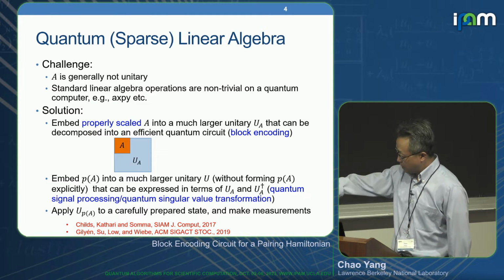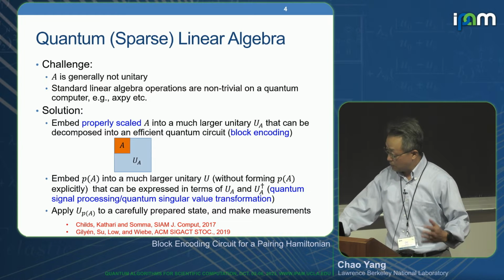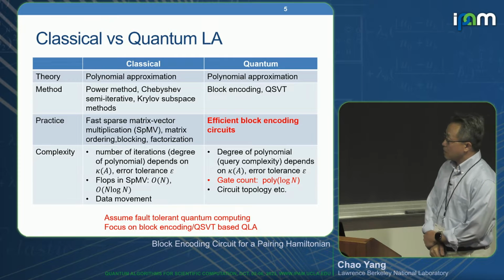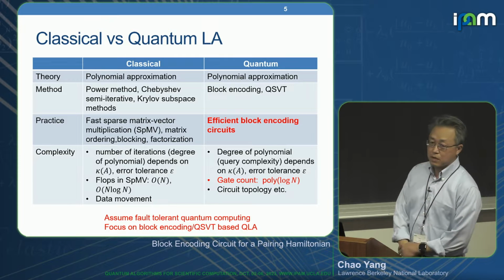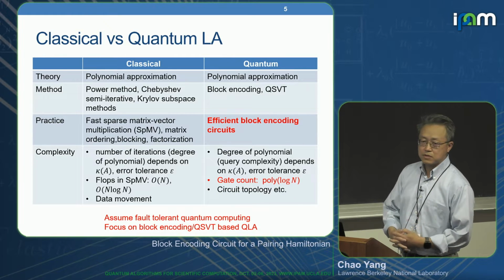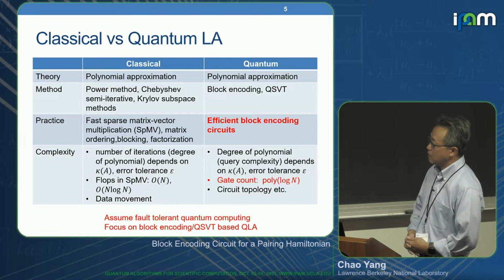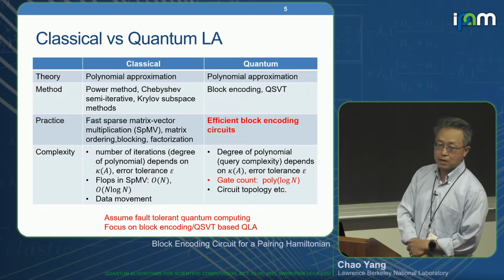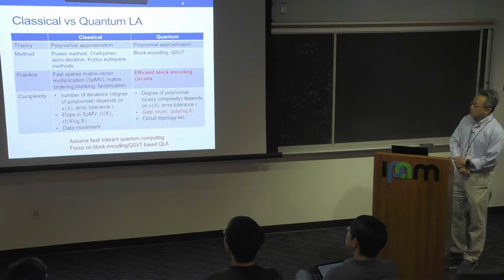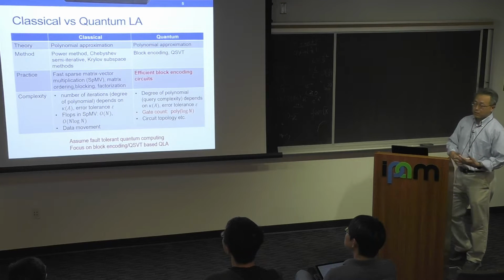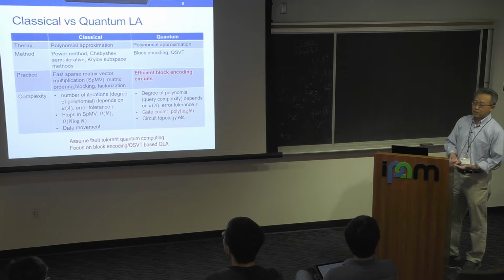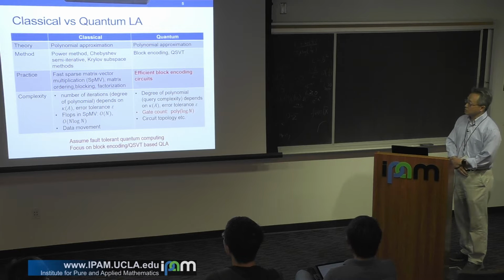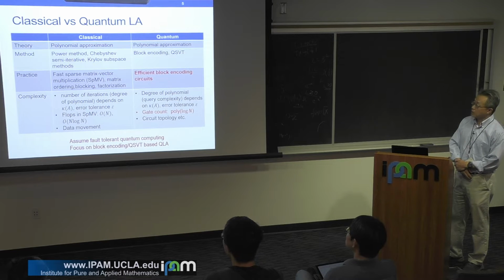Okay, so a lot of that, people talked about this already. There are some good references that you can look at. Before I talk about actually block encoding, I showed this, I think it was last year, at a quantum linear algebra workshop. I just want to draw a comparison between classical and quantum numerical linear algebra, right? At the theoretical level, we rely on polynomial approximation theory, whether you do iterative methods or block encoding QSP.